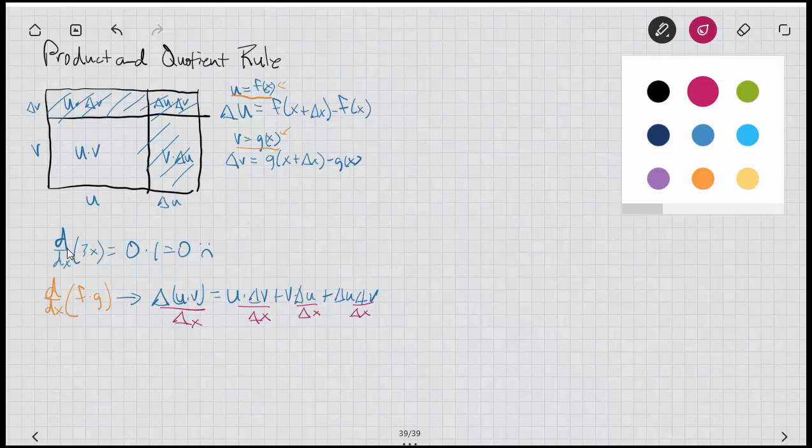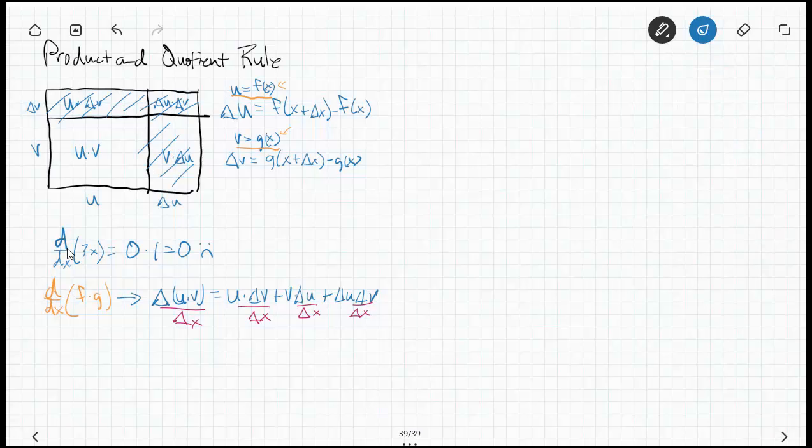Now I'm going to go back to blue, and I'm going to take the limit of all of these things. Well, what am I going to take the limit of? If you recall, one way to define f prime of x is the limit as delta x goes to 0 of delta y over delta x. That's one way to do it. So I'm simply going to apply this definition to this equation.